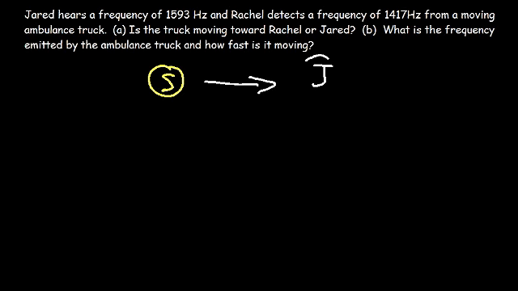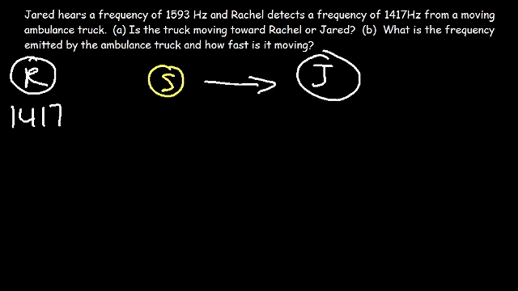So I'm going to put J for Jared. And Rachel must be behind the truck. The source is moving away from Rachel because she hears a lower frequency. She hears a frequency of 1417, while Jared hears a higher frequency of 1593. So the truck has to be approaching Jared.